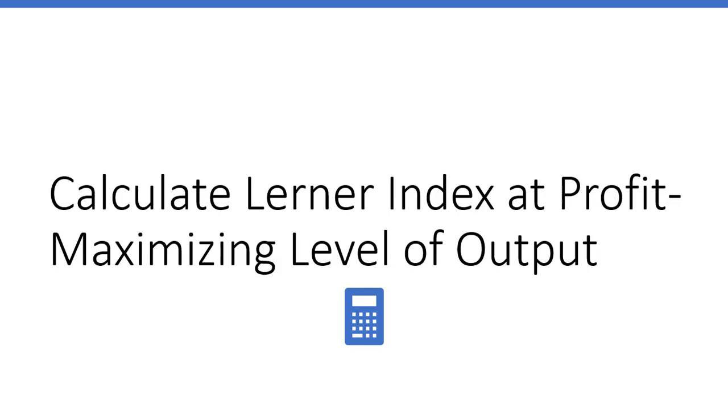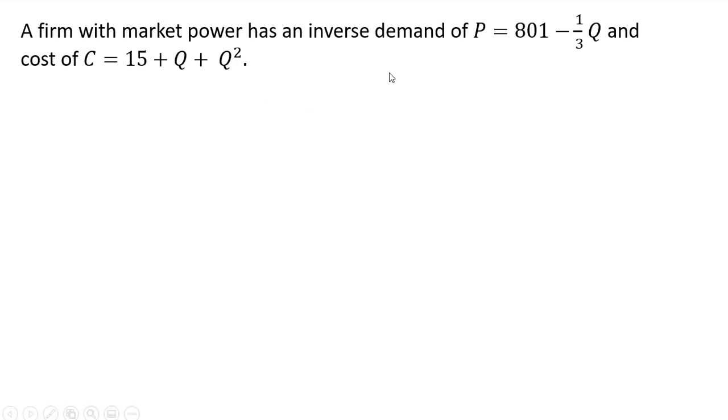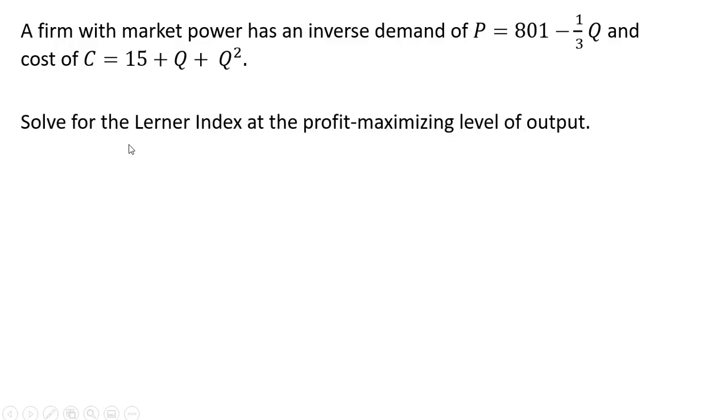I will show how to calculate the Lerner index at the profit maximizing level of output. We have a firm with market power that has an inverse demand given by the following equation and total cost given by the following. Solve for the Lerner index at the profit maximizing level of output.